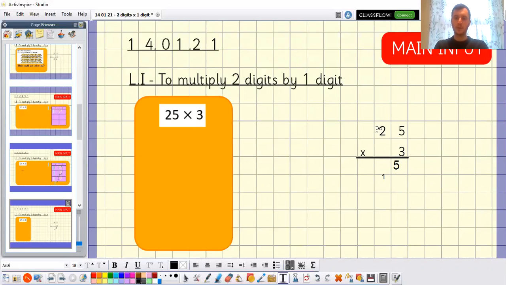Now I can do 2 times 3. 2 times 3 is equal to 6, so I have 6 10s in here. Oh, but I need to remember that I've got one extra 10 here from my regrouping. So instead of it being 6 10s, it's going to be 7 10s. And we get the same answer of 75.